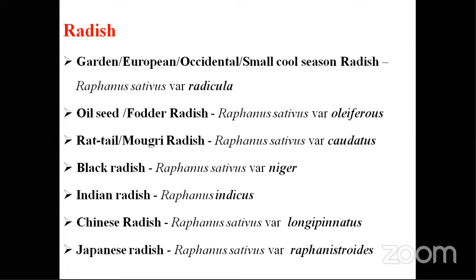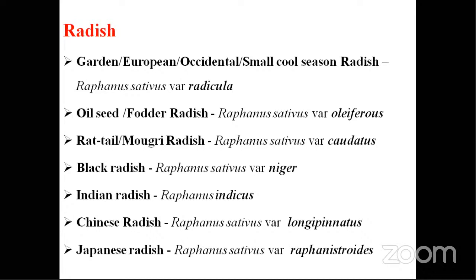For us, the roots are very, very big, because there is a lot of sun and photosynthetic activity because of the solar energy, but they are not so big in the other part of the world, that is the European part. So the garden European occidental or small cool season radishes are Raphanus sativus variety radicula. Whereas the oilseed fodder radish is Raphanus sativus variety oleifera. You can remember oil here; oil we don't eat, so it is something like fodder. Oil or fodder is oleiferous.